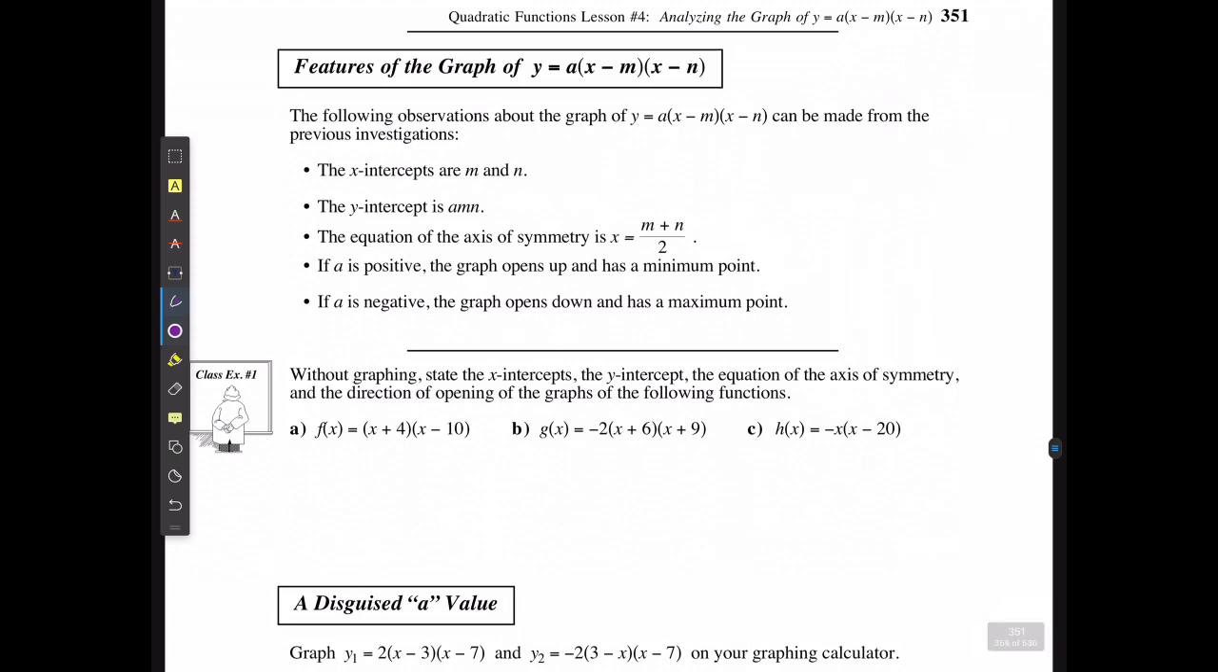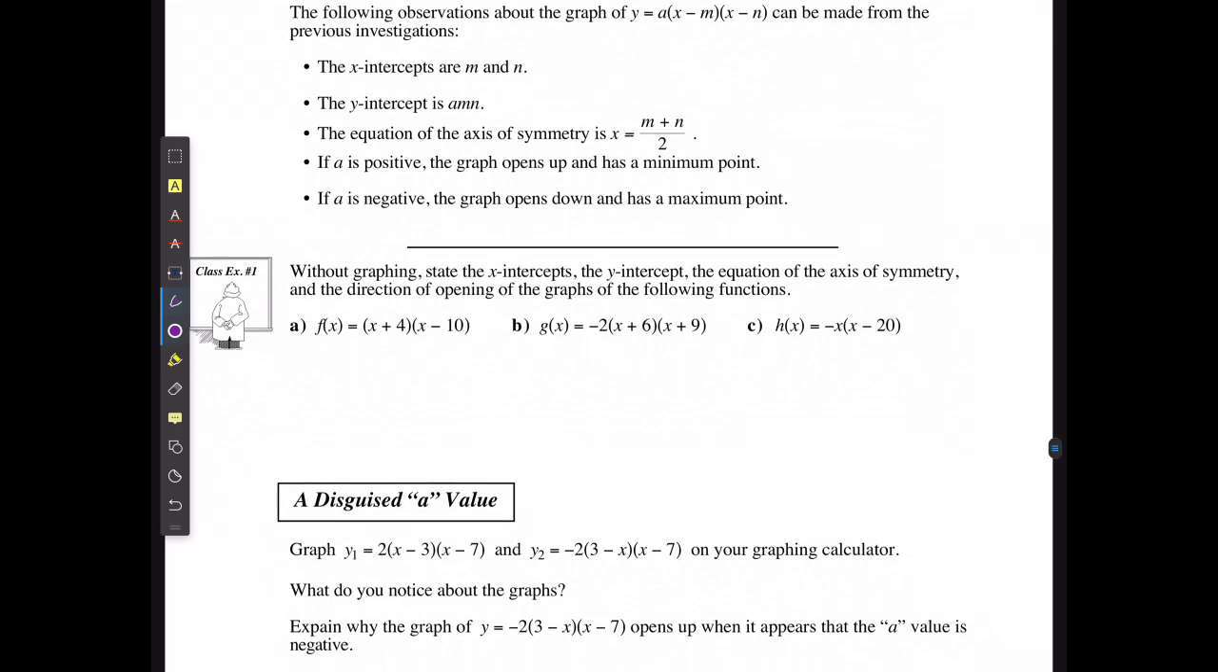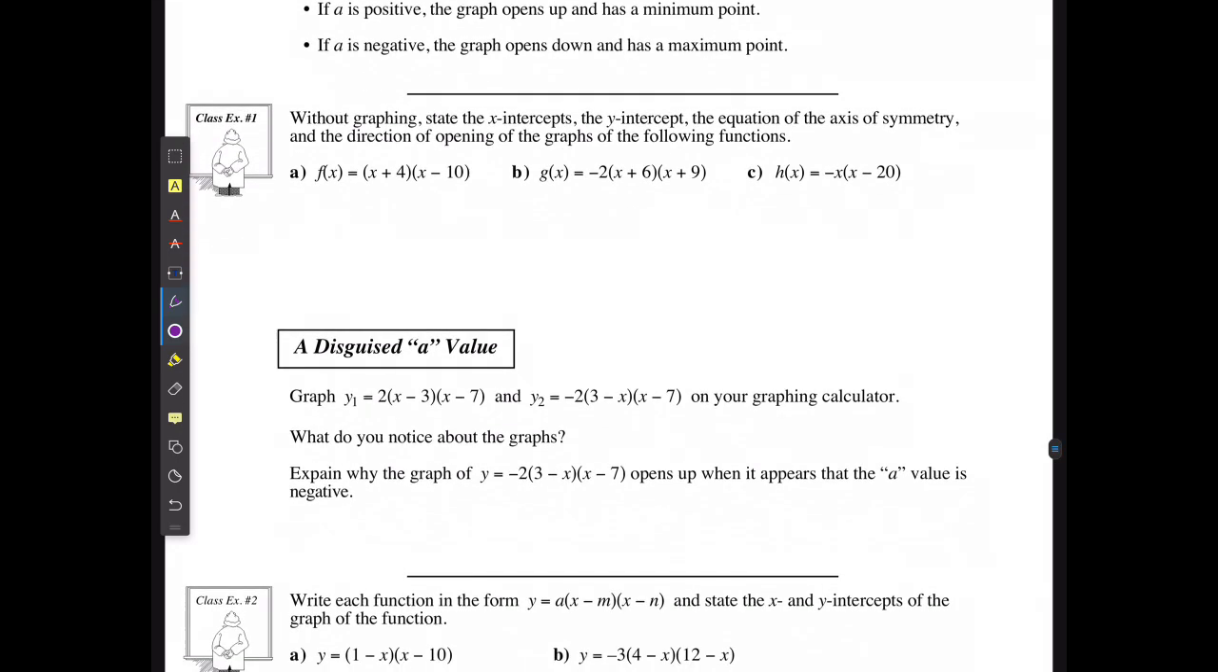So to summarize, we know the x-intercepts are just going to be m and n. The y-intercept is the product of a times m times n. The equation for the x-symmetry is still x is equal to m plus n divided by 2. If a is positive, it opens up and has a minimum. If it's negative, it opens down and has a maximum. So we can, just by taking a look at the equation, figure out what these details are.